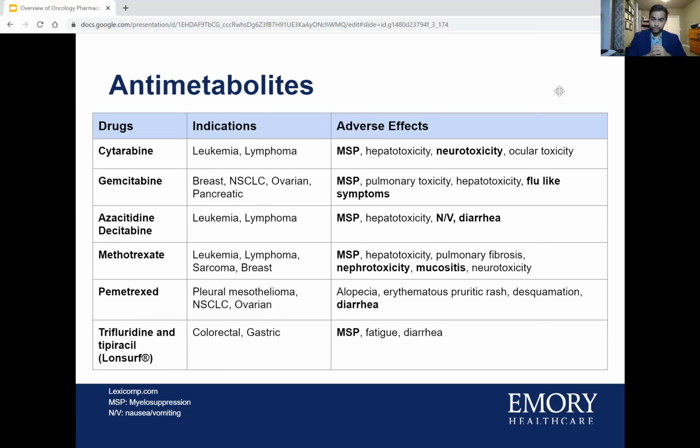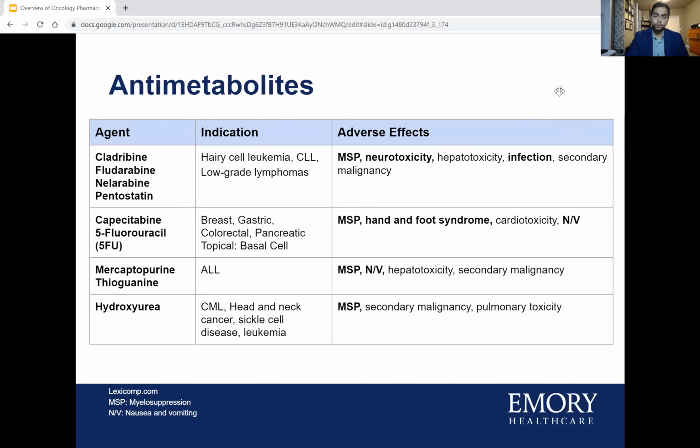But methotrexate, of course, causes myelosuppression, nephrotoxicity, and mucositis that is very bad. And then we have a newer antimetabolite, trifluridine and tipiracil, which has this added component of an inhibitor that prevents the breakdown of the key drug. So that lets it hang around longer. But then again, you get more myelosuppression. So we have cladribine, fludarabine, nelarabine, pentostatin.